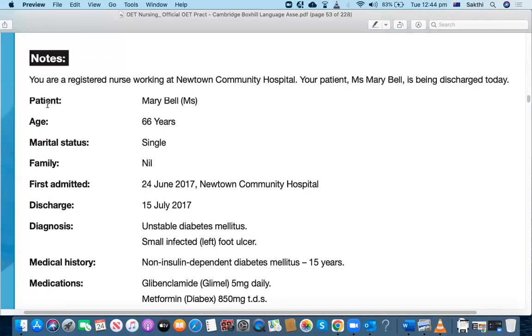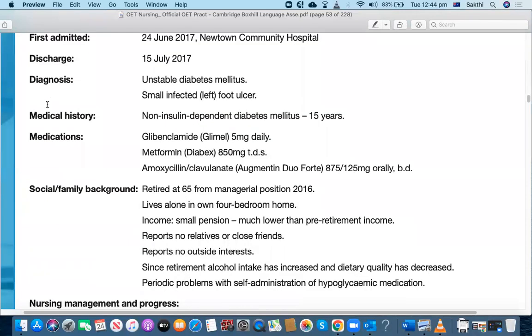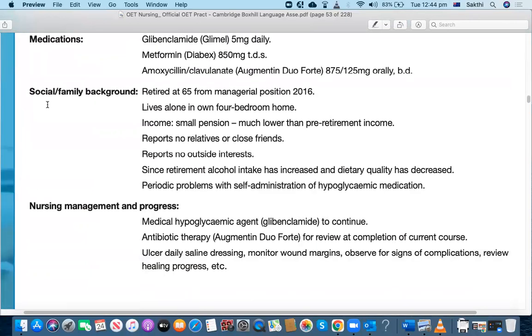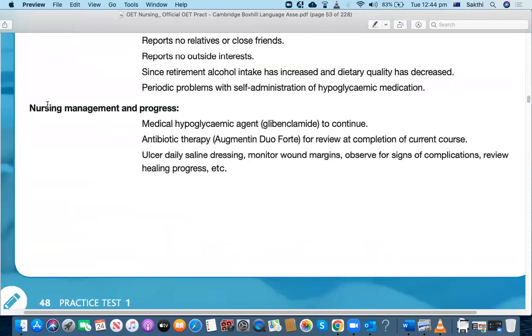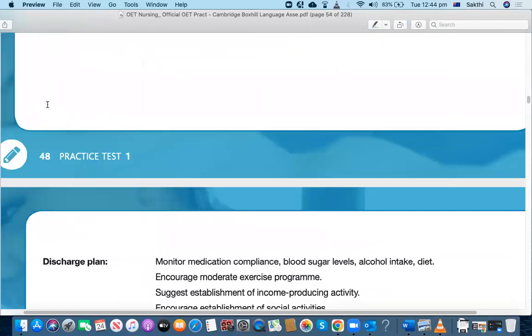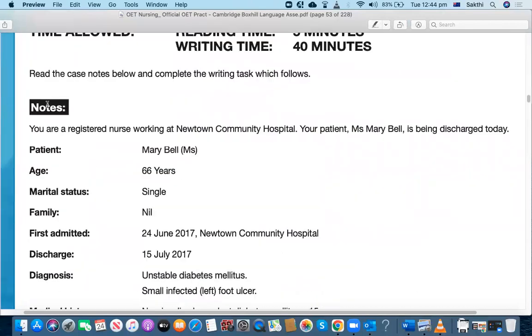So you will get a wide variety of information about the patient: the patient's name, age, marital status, family, the first-time admission, the discharge plan, the diagnosis, the medical history, medications, social and family background, nursing management and progress during hospitalization, and the discharge plan. Is that clear? It's going to be a whole bunch of information regarding the patient.